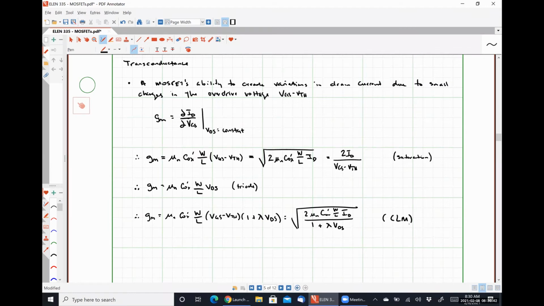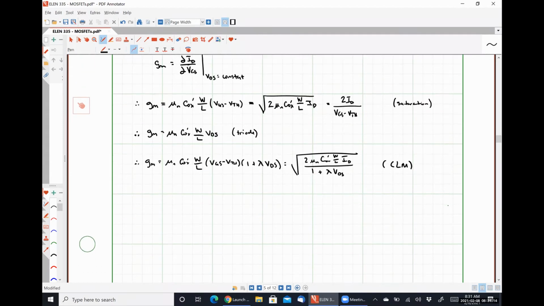CLM, letting you know that this is when channel length modulation effects are included. All right, so this is our basic transconductance, helping us develop what's going on with our small signal model for the most part. There is a second transconductance that we are largely going to neglect in this class, but I'd like to at least introduce it to you. And that is what's called the body effect transconductance.